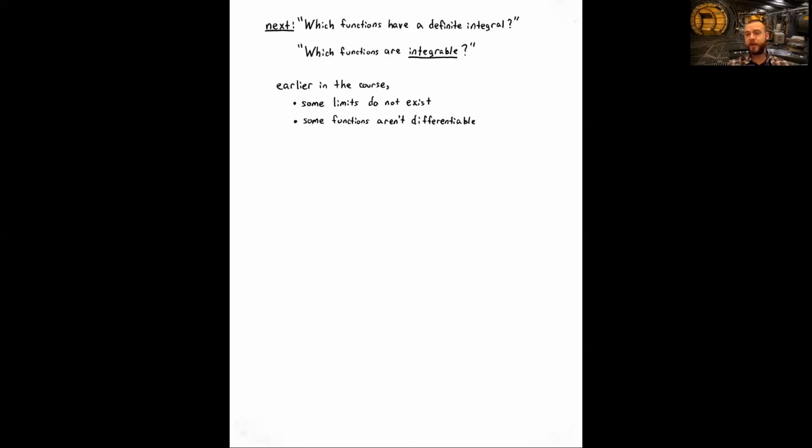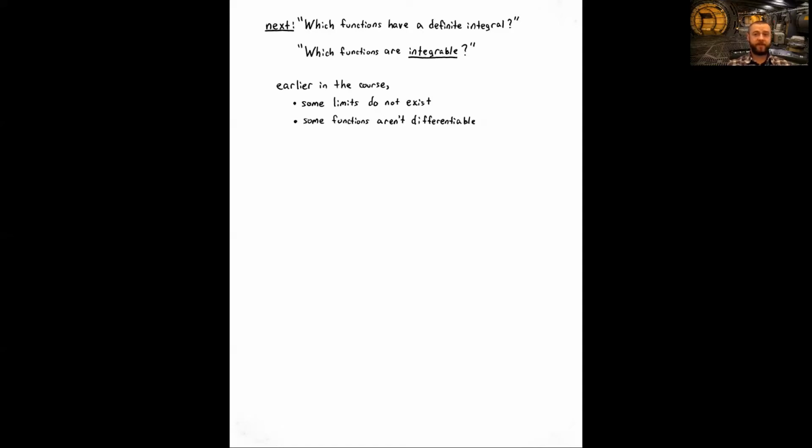But we do want to know, thinking back to the limit definition of derivatives, well, some limits don't exist. And with what we saw with the idea of differentiability, some functions aren't differentiable. Some functions and their graphs have sharp points and various discontinuities. So what I'm doing right now is trying to set up the expectation that maybe something similar happens for integrals.